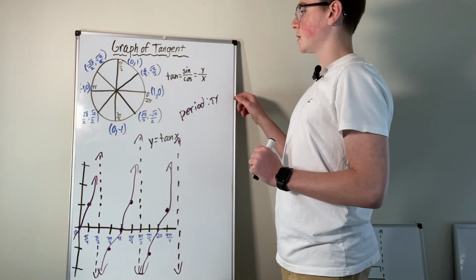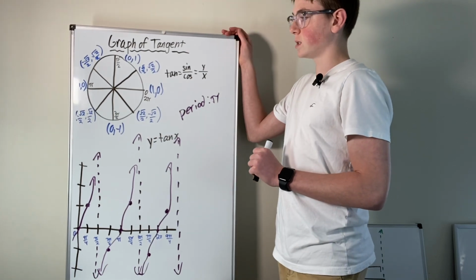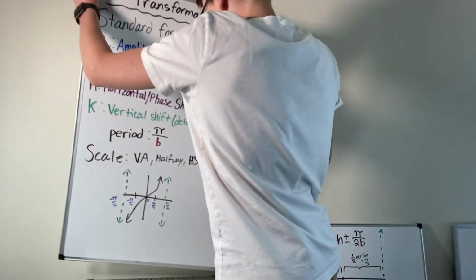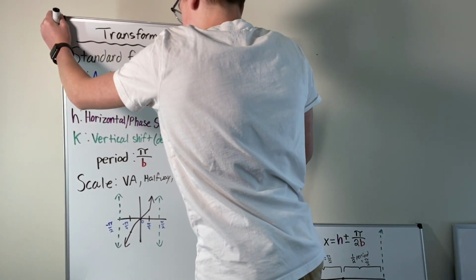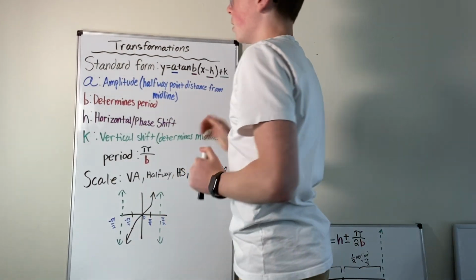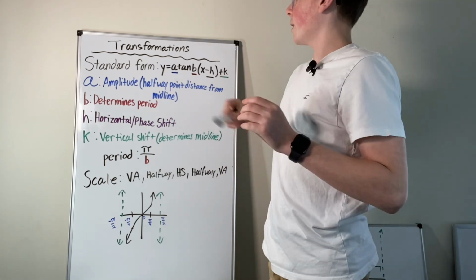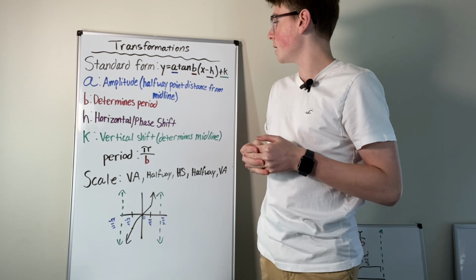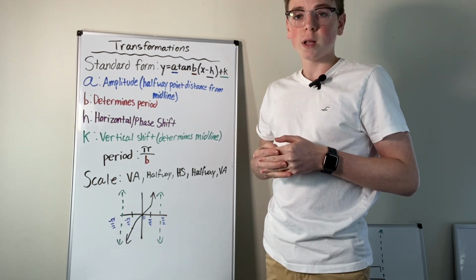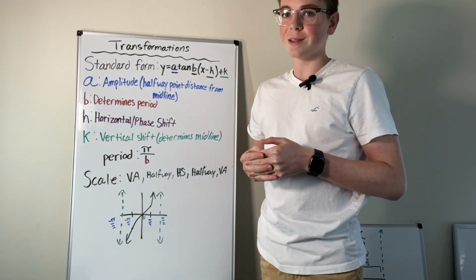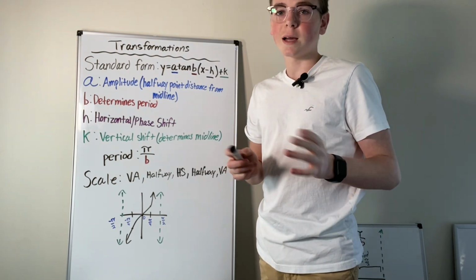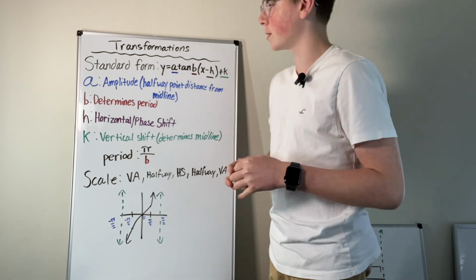Our tangent is sine over cosine, which is equal to y over x, which is why we have asymptotes. If you would like more explanation on that, please go watch the other video on the graph of tangent. Then transformations. Our standard form is y equals a tangent b of x minus h plus k. That's a lot, but it is very similar to sine and cosine. The graph just looks way different.